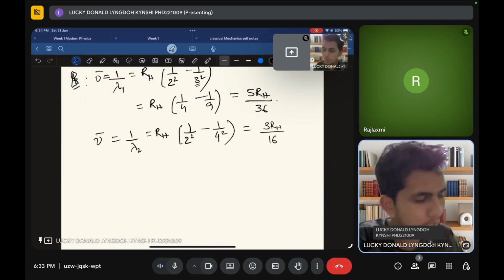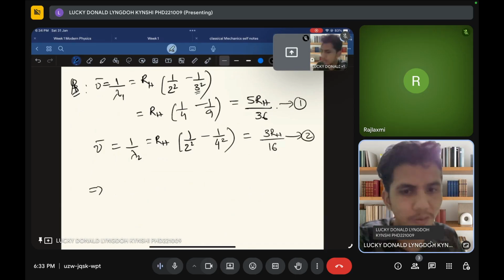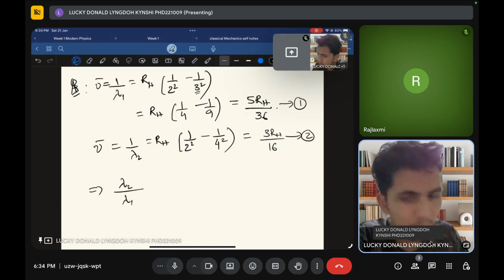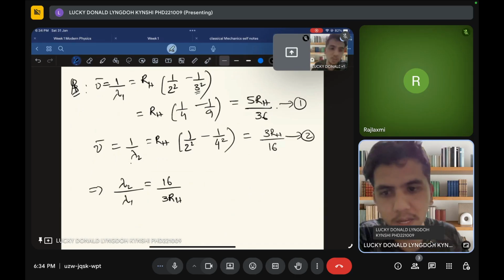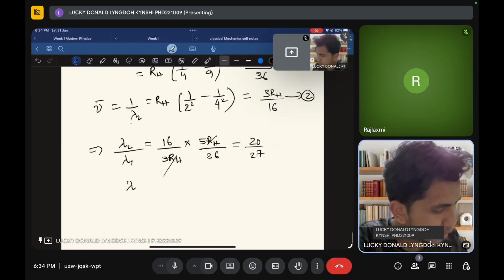Now how do you find out the second line? You can just divide one by the other. Suppose this is equation 2, this is equation 1. We get lambda 2 divided by lambda 1, left hand side divided by left hand side, which will be equal to 16 divided by 3 RH into 5 RH by 36. RH and RH will get cancelled, and you will get 20 by 27. So lambda 2 equals 20 by 27 into lambda 1.